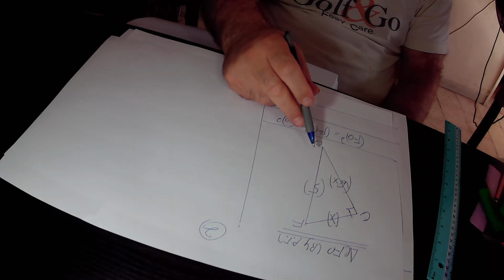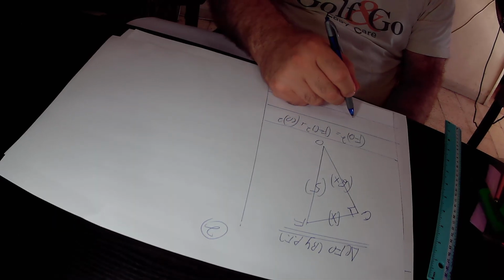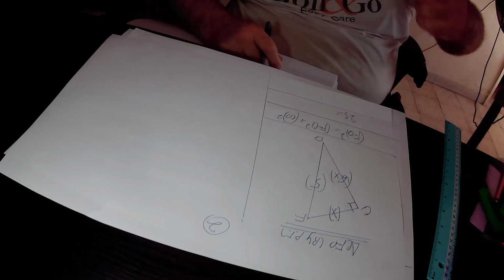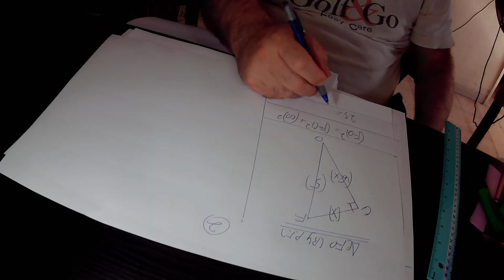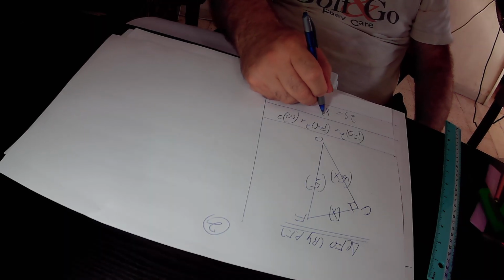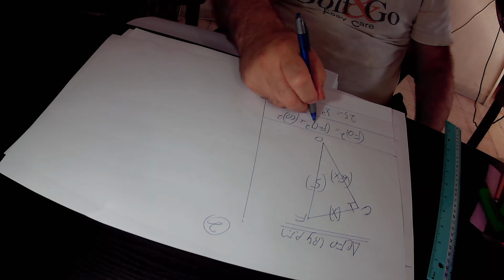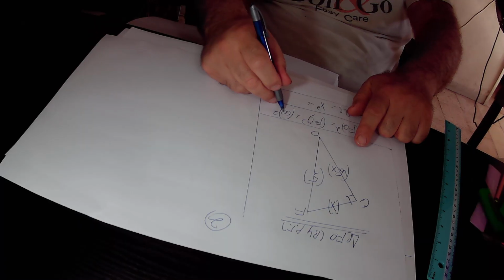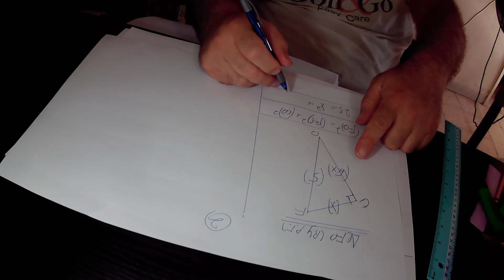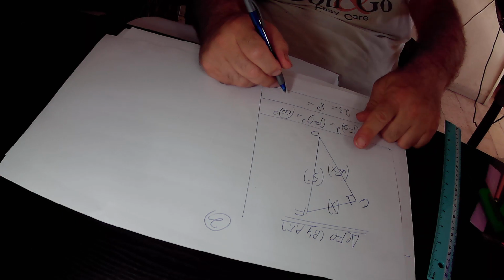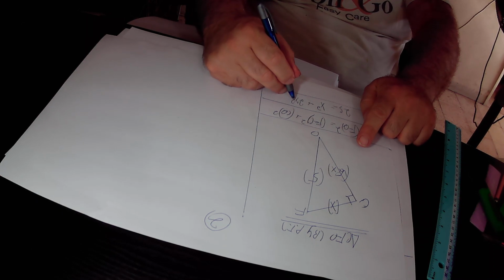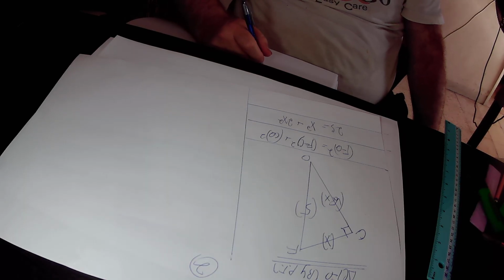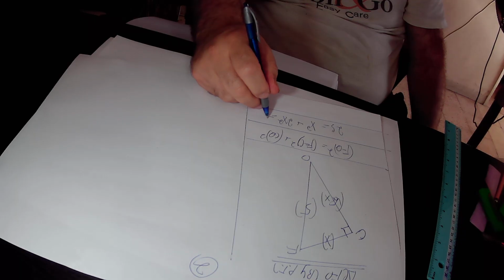The hypotenuse FO is 5, therefore FO squared is 5 squared, that is 25. And it equals FC squared. FC is x, therefore FC squared is x squared, plus CO squared. CO equals the square root of 2 times x, and therefore CO squared is 2x squared. So we found out that 25 equals x squared plus 2x squared. x squared plus 2x squared is 3x squared.